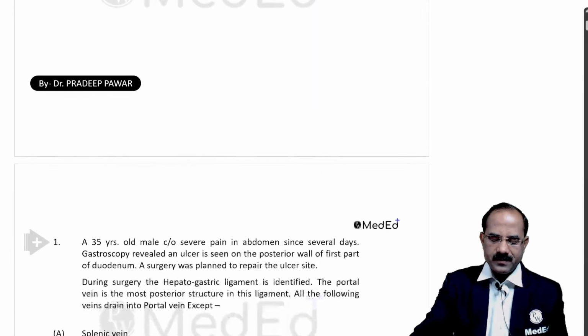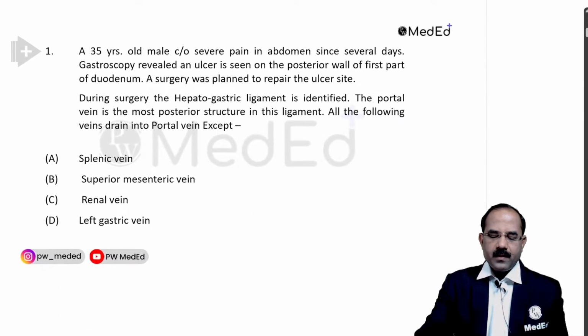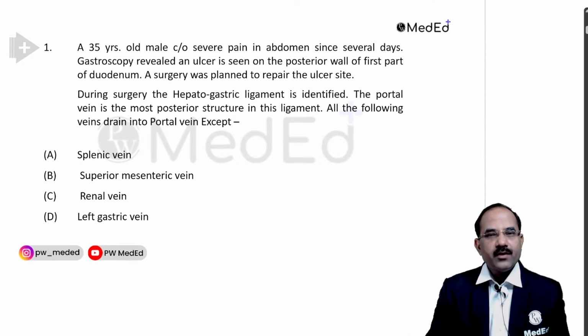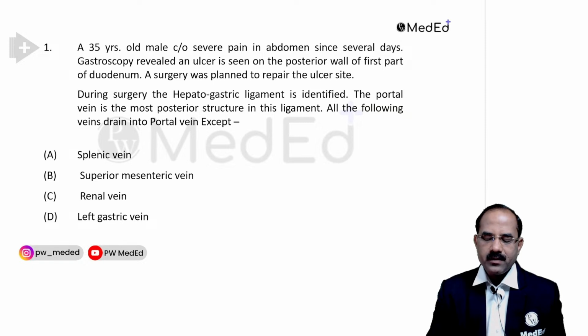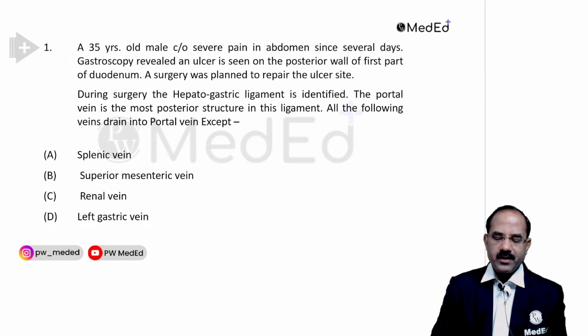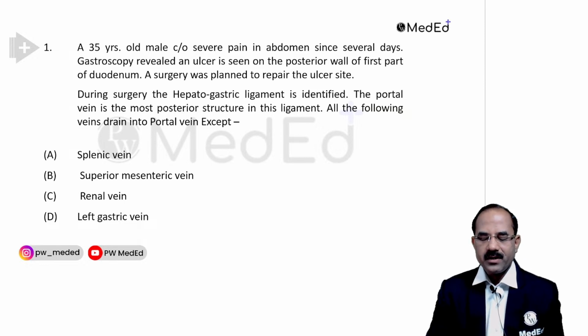Have a look at this. A 35 years old male complains of severe pain in the abdomen since several days. Gastroscopy revealed an ulcer seen on the posterior wall of the first part of duodenum. A surgery was planned to repair the ulcer site. During surgery, the hepatogastric ligament is identified. The portal vein is the most posterior structure in this ligament. All the following veins drain into the portal vein except.